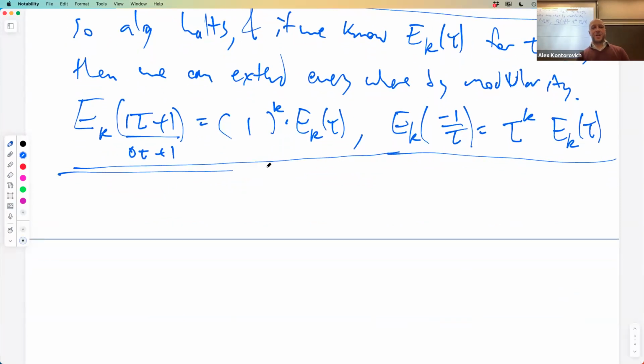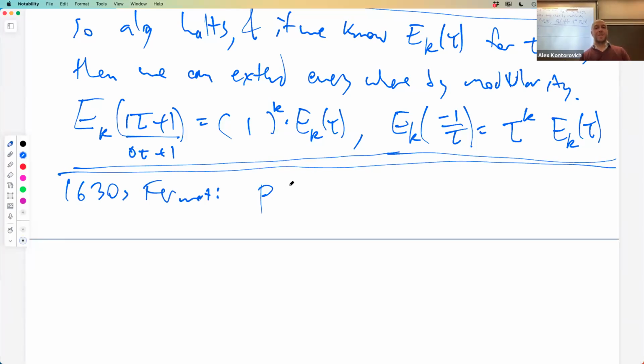Good. Let's use that idea to try to solve the sum of 2 squares. I don't think I'll get to the 4 squares, but we can do the 2 squares. So let me remind you, this is like 1630s, I'm making up a number. Fermat shows that primes that are 1 mod 4 can be expressed as a sum of 2 squares. Primes that are 3 mod 4 cannot. And 2 is a sum of 1 plus 1.